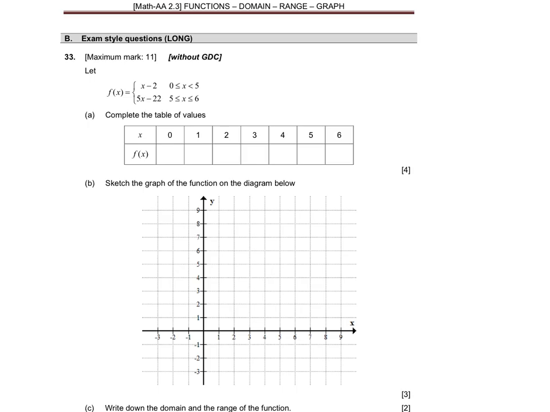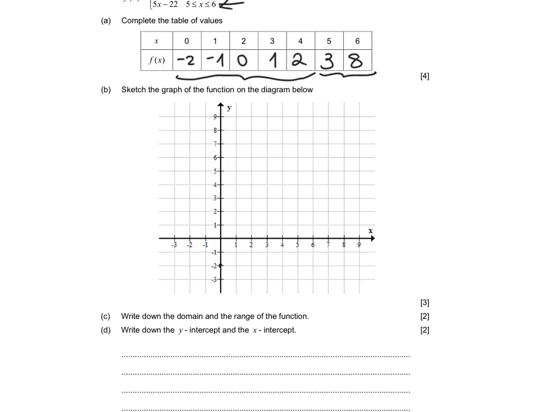All right, so for this one, if we want to complete the table of values, for 0 to 5, not including 5, so just for 0 to 4, it's this function. So 0 minus 2, 1 minus 2, 2 minus 2, 3 minus 2, 4 minus 2, and then 5 to 6 is going to be this function. So 5 times 5 minus 22, and 5 times 6 minus 22. And if we graph this, 0, negative 2, 1, negative 1, 2, 0, 3, 1, 4, 2, 5, 3.